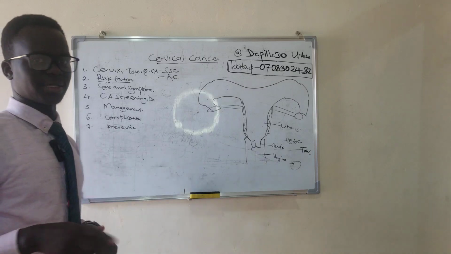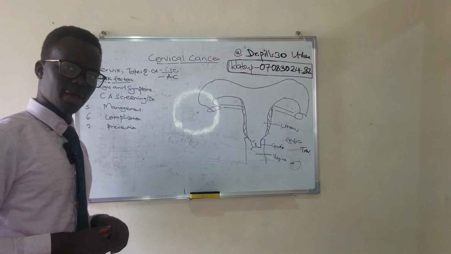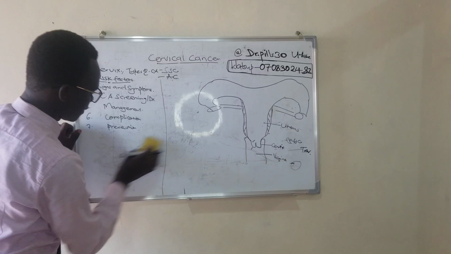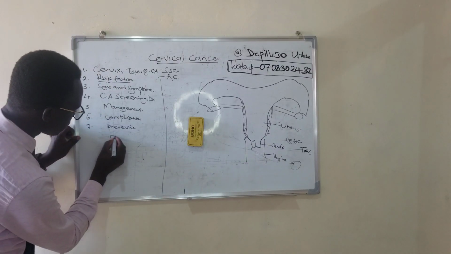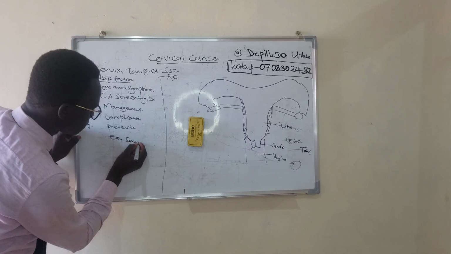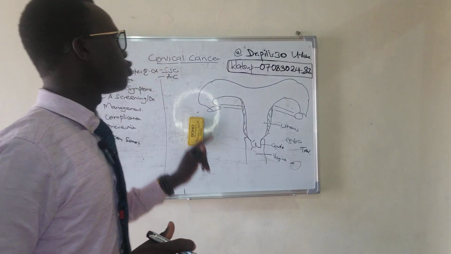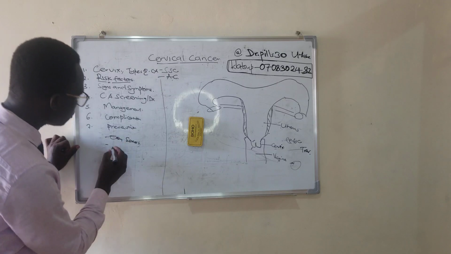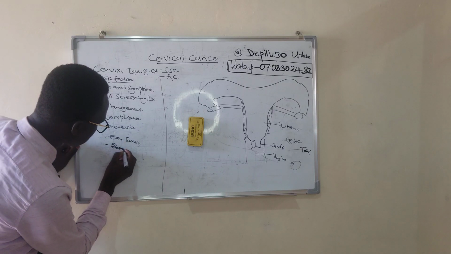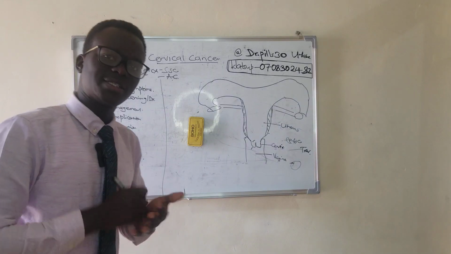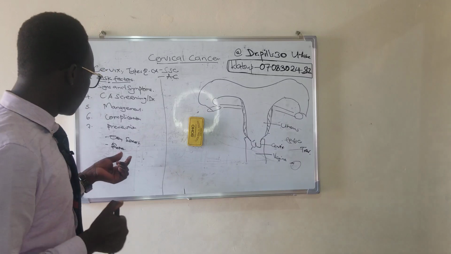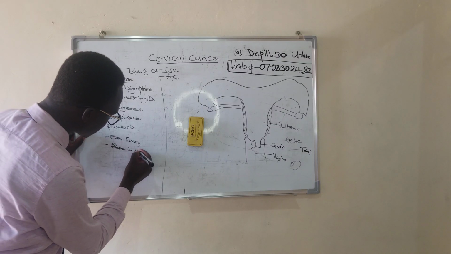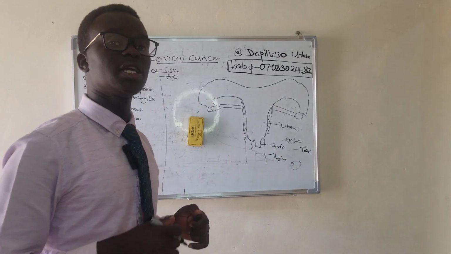Now, what are the risk factors of getting cervical cancer? Number one is early sexual intercourse. If you have sex at an early age, you are most likely to get cervical cancer. Then another point is repeated unprotected sexual intercourse.